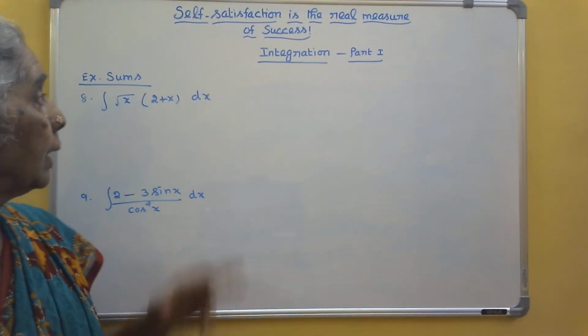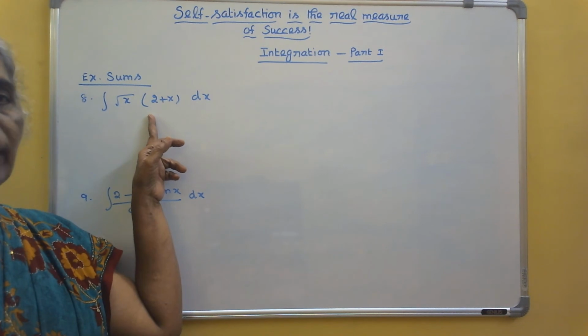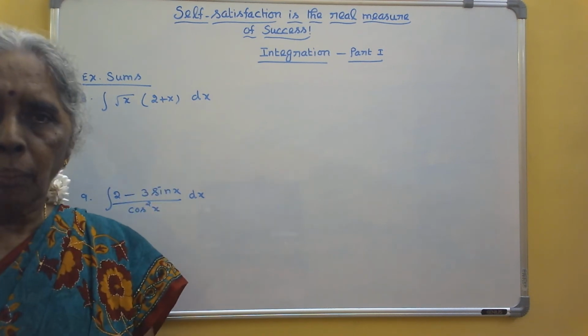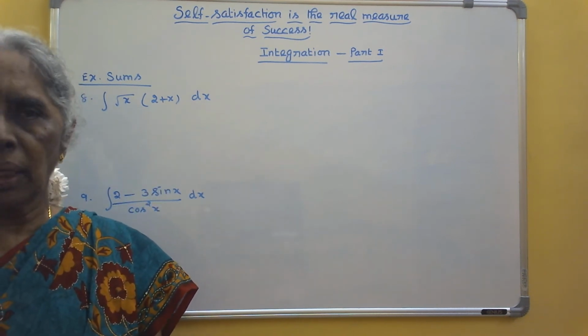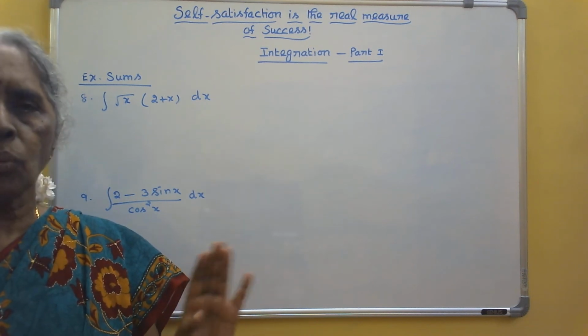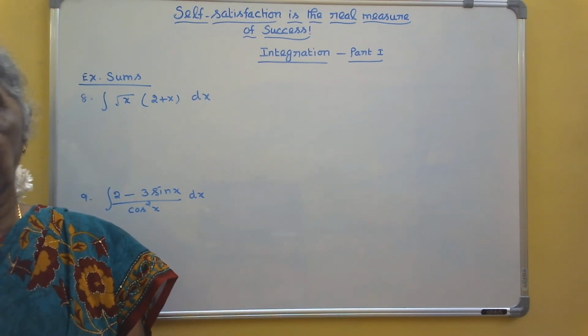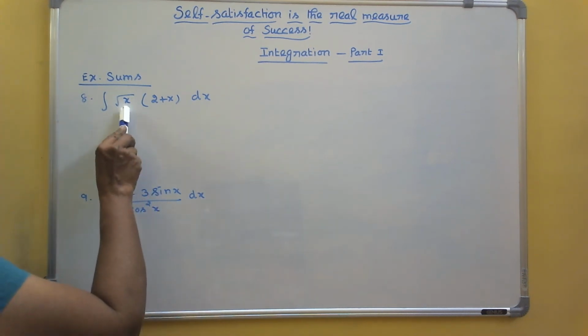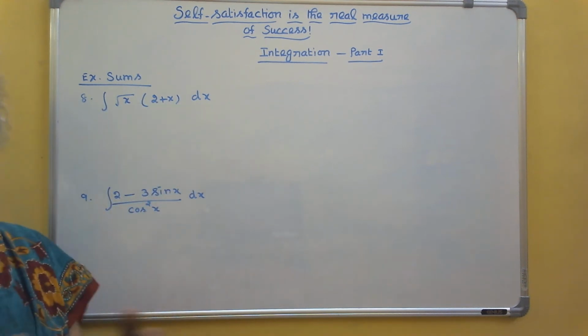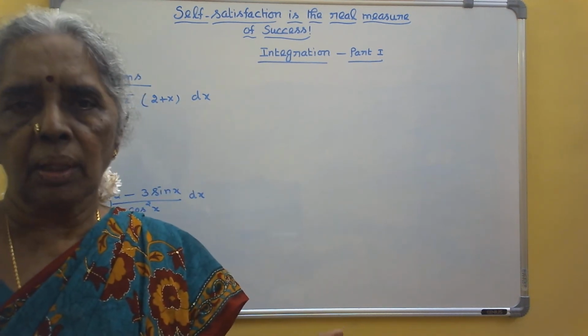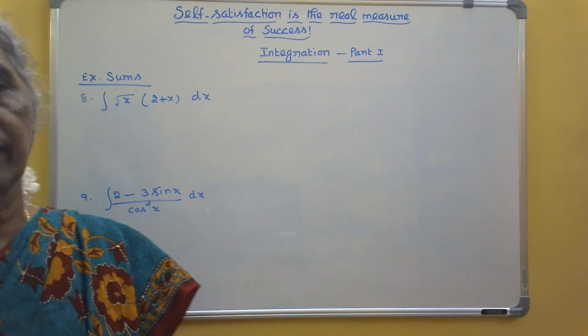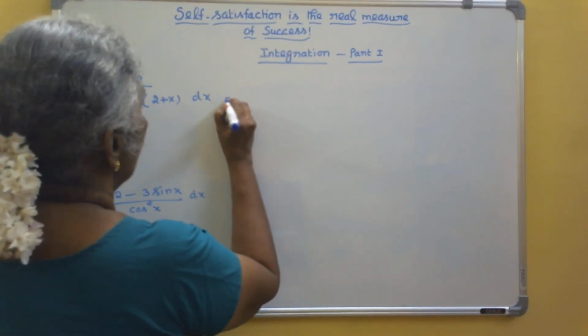Now, see this sum. It is a product. You don't have a product rule. I have not taught you that, right? So there is no product rule in integration. So here, when you get like this, you have to actually expand the terms and then only you should start integrating. So here, what will I get?